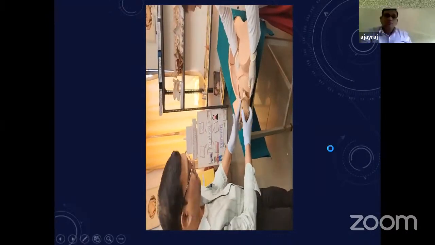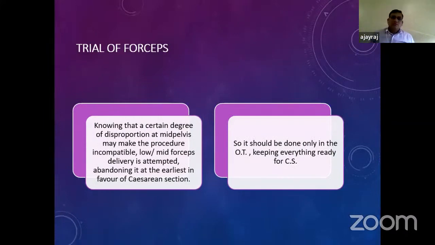So here I have shown it on a coconut. I learned and tried forceps delivery on a coconut many times first, and then I applied it on the fetal head. So the other point is trial of forceps. Knowing that a certain degree of disproportionate mid pelvis may make the procedure incompatible, low or mid forceps delivery is attempted, abandoning it at the earliest in favor of caesarean section. So it should be done only in the operation theater, keeping everything ready for caesarean section.